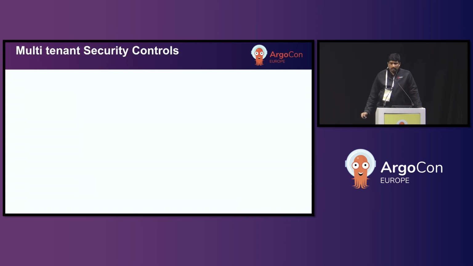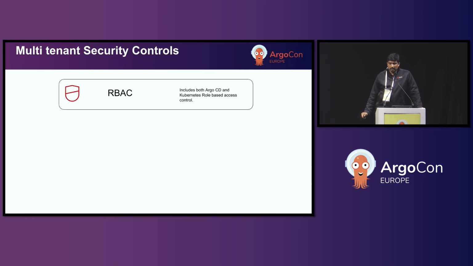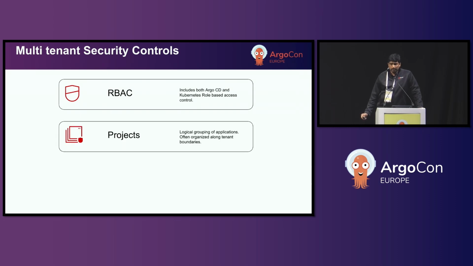Now let's look at some of the multi-tenant security controls that we have in Argo CD. The first one is RBAC. Argo CD has two kinds of RBAC: one is Argo CD's own RBAC, and then we have the underlying Kubernetes role-based access as well. Next, we have projects. In Argo CD, app projects are the admin resources that ensure what a particular application can deploy, where it can deploy, etc. So projects are a critical piece in multi-tenant security.